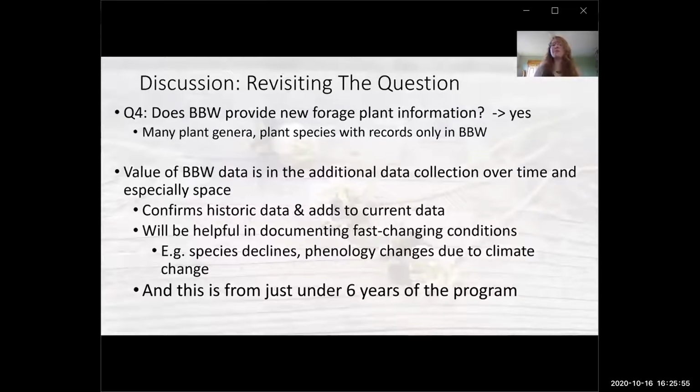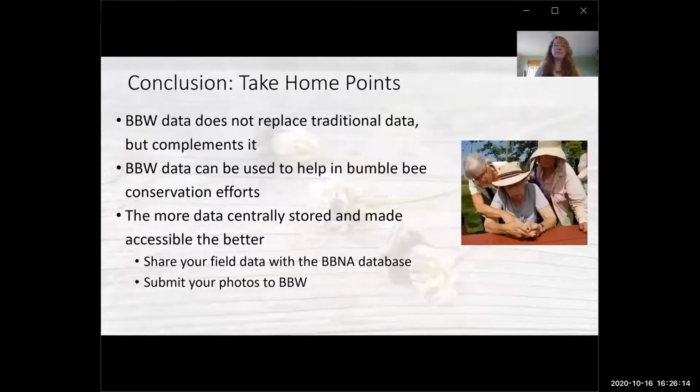I think it'll be especially helpful to document fast-changing conditions, for example, species declines and phenology changes due to climate change. And this data is just from 6 years of the program. I'm presenting it as a decade comparison, but it's really just been 6 years. And so as we have increased numbers of observations every year, I suspect the value will be growing increasingly as we go forward in time.